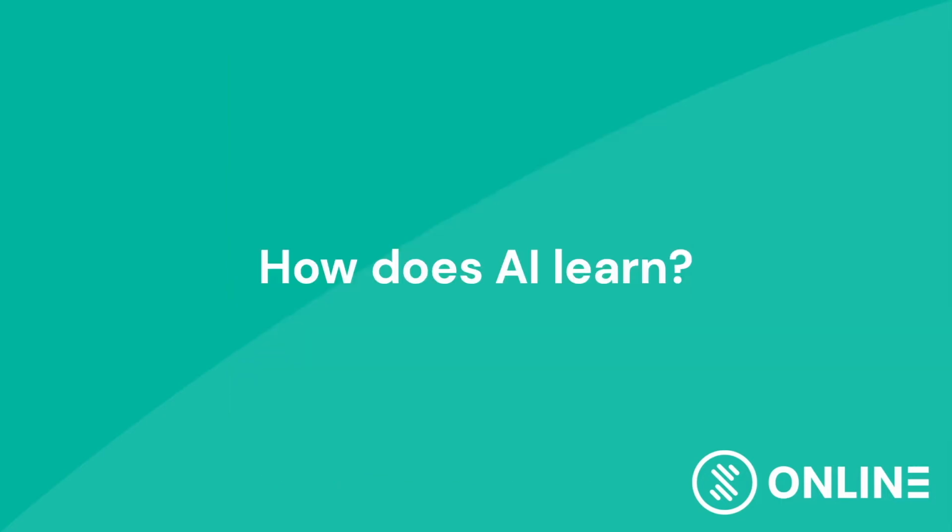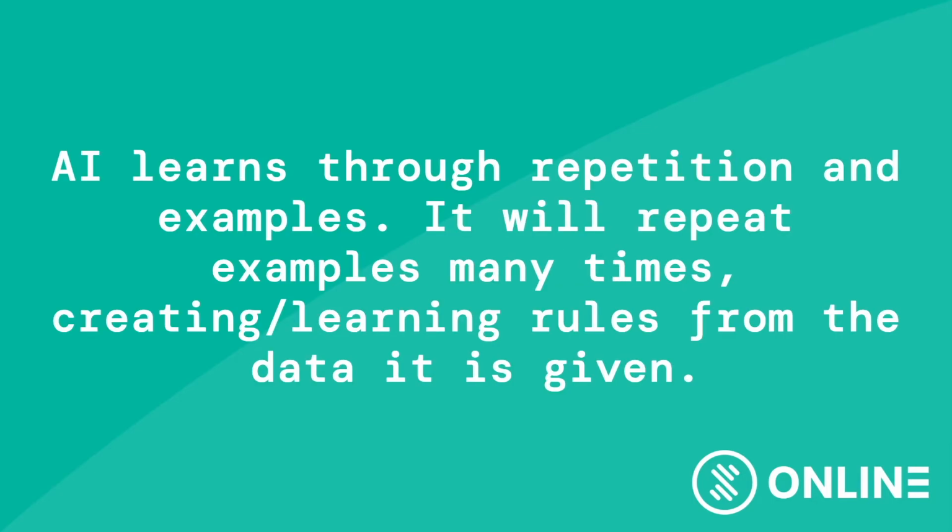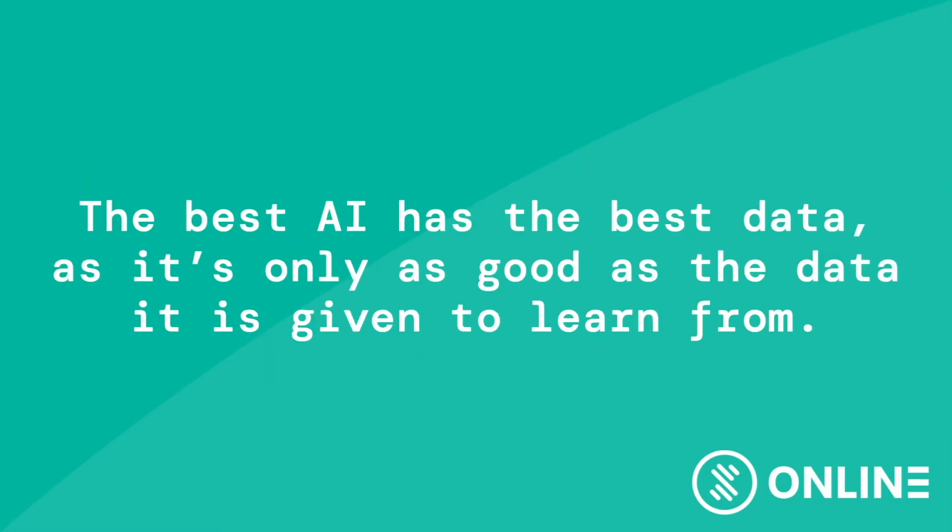And so how does artificial intelligence learn? Because it has to learn, right? It's artificial. It's not real. How does it learn to do things? So artificial intelligence learns through repetition and examples. It's going to repeat these examples many times, learning rules from the data that it's given. The best AI has the best data because AI is only as good as the data it is given to learn from. If it is given bad data, it's going to learn poorly, meaning that it won't be smart.